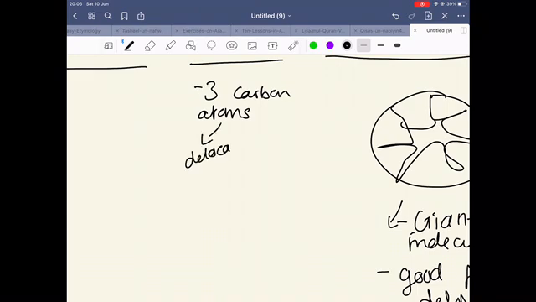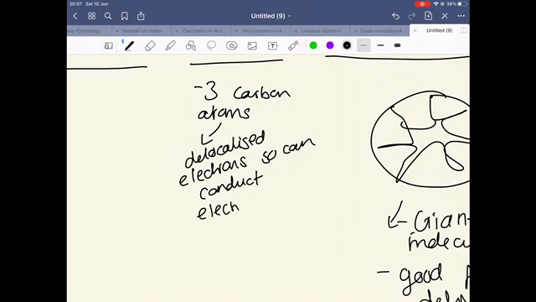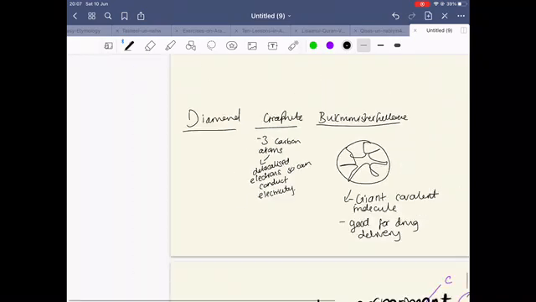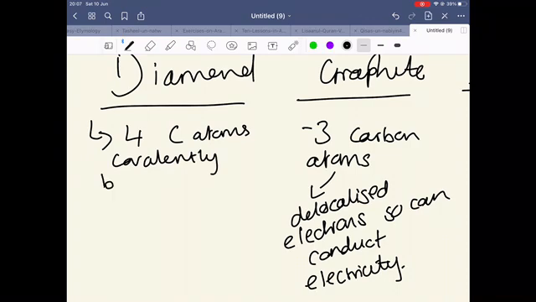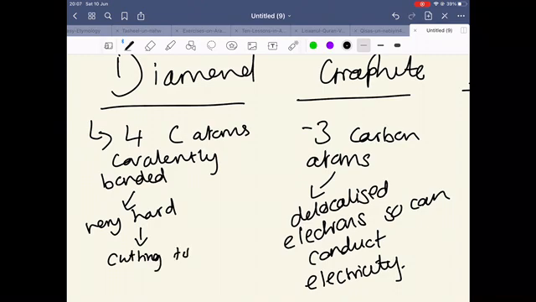And then our graphite is the unusual one because it has three carbon atoms covalently bonded together. So because it has three carbon atoms, it has a delocalized electron that can move, so it can conduct electricity. Graphite is soft, so it's used in pencils and lubricants because the layers can slide. So it's unlike diamond, which has four carbon atoms covalently bonded together, so it's very hard. Again, it has very strong covalent bonds, very high melting and boiling point, and is also used as a cutting tool.